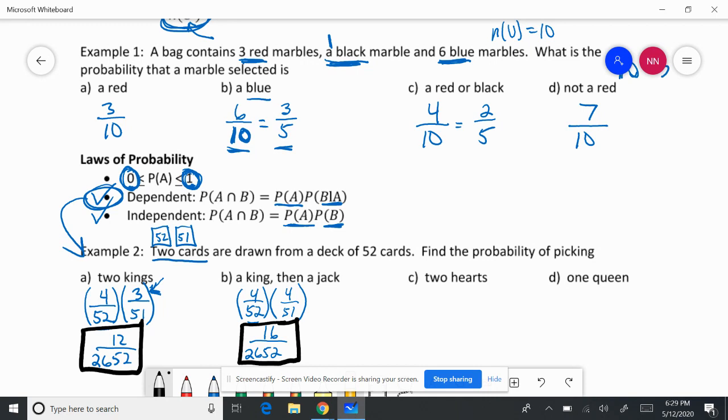Now, 2 hearts. There are 13 hearts in a deck, so we're going to go 13 out of 52. Now, if we have a heart in our hand, there are no longer 13 hearts. There are now 12 hearts. We no longer have 52 in our hand. We now have 51 in our hand. So 13 times 12 is 156. And once again, 52 times 51.